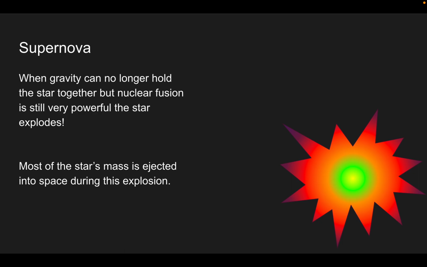With an average star, what would happen when the gravity can no longer hold the star together and nuclear fusion is still occurring? We get the planetary nebulas where the outer layers get shed into space. So that's kind of like passive, it just happens. Whereas this is losing its outer layers to space, but it's exploding. So much more dramatic because it's much more powerful for the higher mass stars.